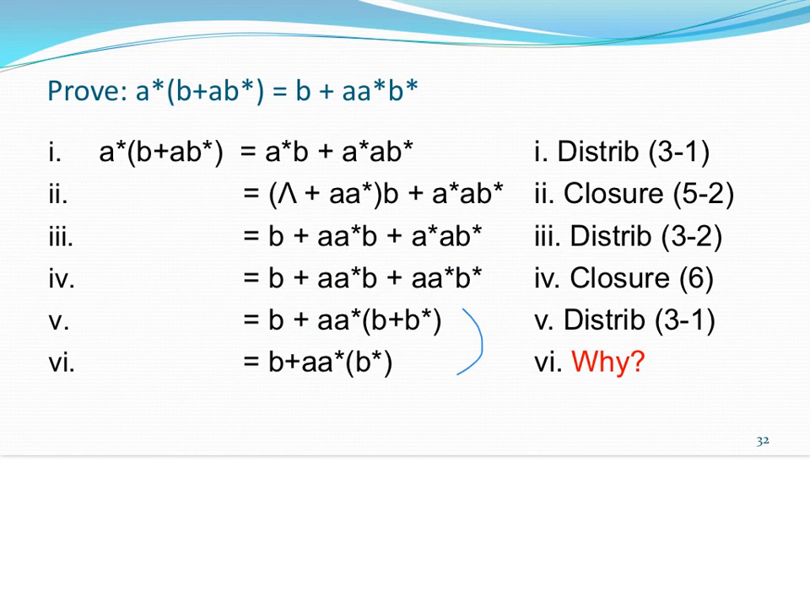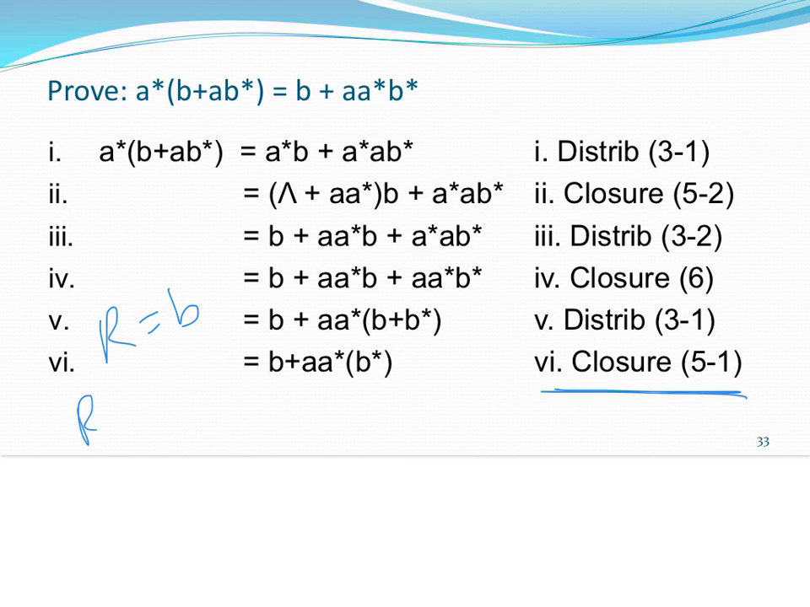So again, think about, how do I make that step? Pause the video, figure out what should my reason be. And of course the reasoning is closure 5.1, right? We know that if in this case we let R just be the expression B, we know that R star is the same as R plus R star. So that's telling us B star is the same as B plus B star.